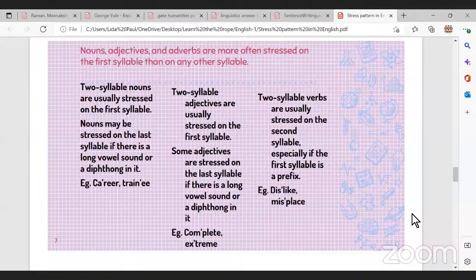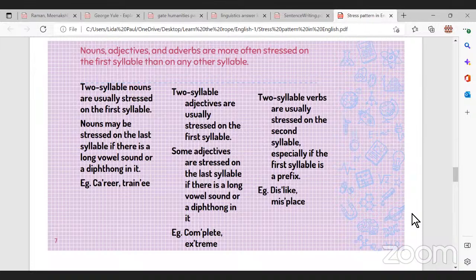Now, nouns may be stressed on the last syllable if there is a long vowel sound or diphthong in it. If there is a long vowel or a diphthong sound at the end of the word, then in that case, nouns may be stressed on the last syllable. Example, career, trainee, right? Look at this. But in case of trainee, the reason is a little different. I'll talk to you about trainee when we talk about it, but career is a good example, right?